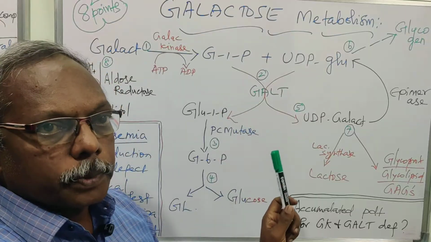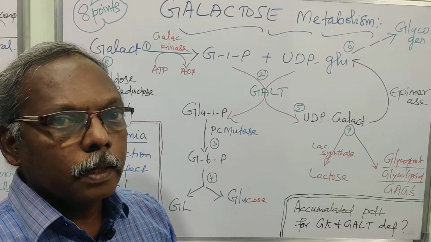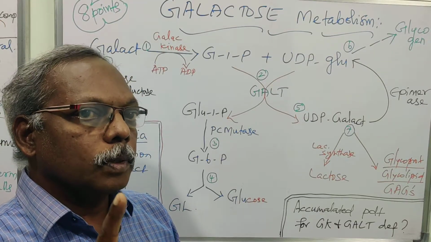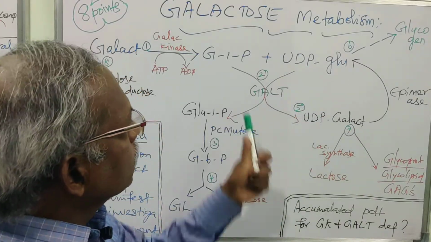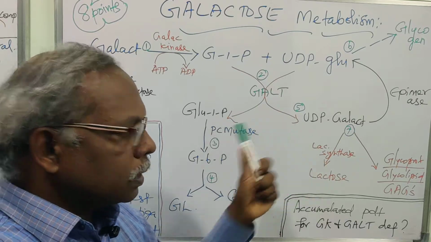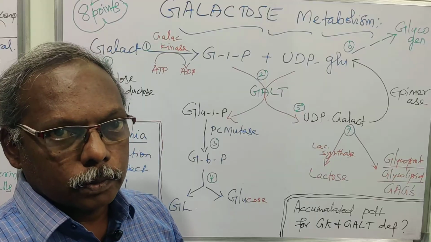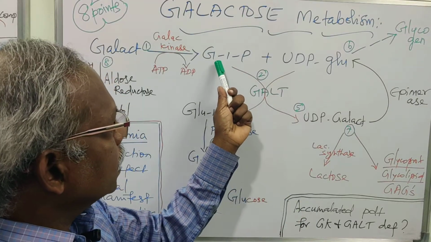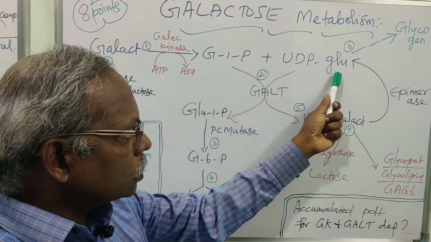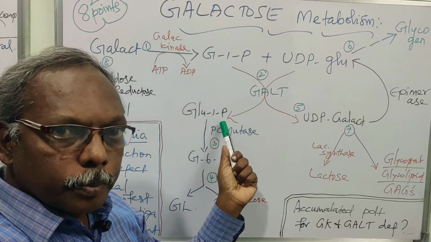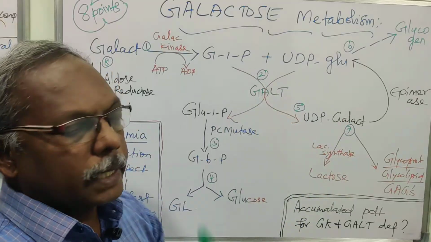This galactose 1-phosphate combines with one molecule of UDP glucose. So for galactose metabolism we need one molecule of UDP glucose, that is uridyl diphosphate glucose. The combination of these two will produce two other products, that is glucose 1-phosphate and UDP galactose. Very important step. Here galactose 1-phosphate and uridyl diphosphate glucose are converted into glucose 1-phosphate and UDP galactose. This is the second step.